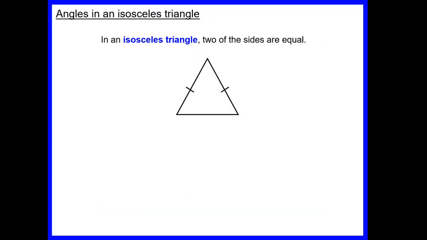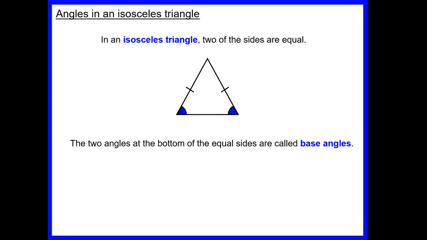Okay, so our second special type of triangle then is our isosceles triangle, and this is the one where two of the sides are equal and the two angles at the bottom of the equal sides are called the base angles, and they are also equal. So we follow down the sides that are the same, and at the bottom of those equal sides is where we find the base angles.